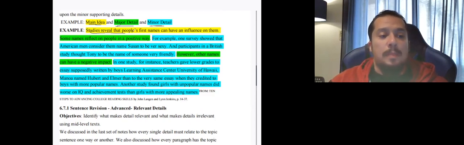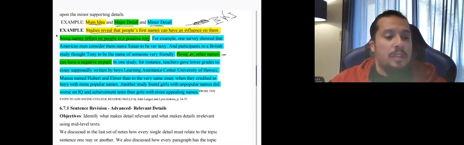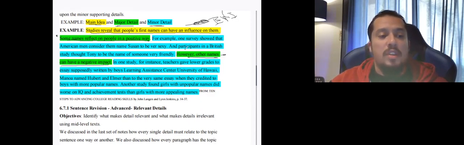Studies reveal that people's first names can have an influence on them, right? This is the topic sentence, the main idea, in yellow. Look at the two major details, right? Some names reflect on people in a positive way. However, other names can have a negative effect. So major detail number one. You see these two details? What do they do? They support the main idea in general. How so? It shows us the influence of the name.